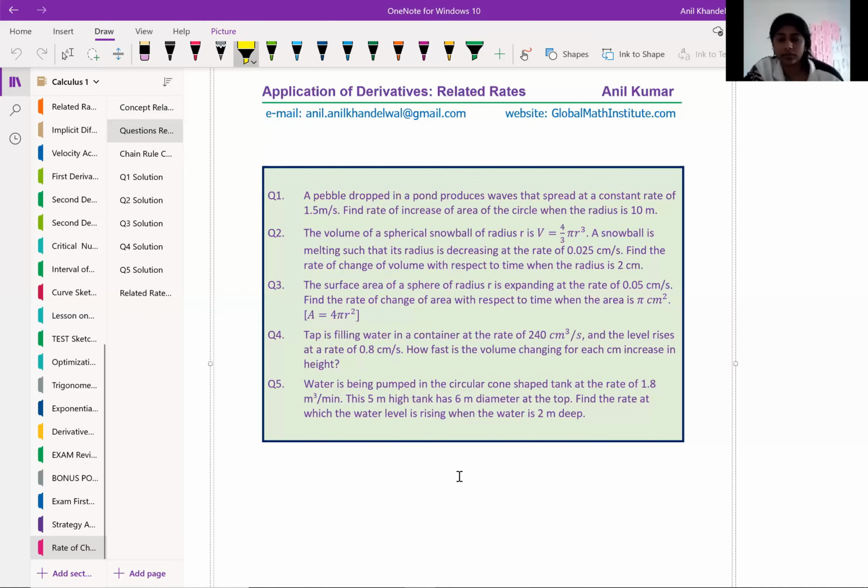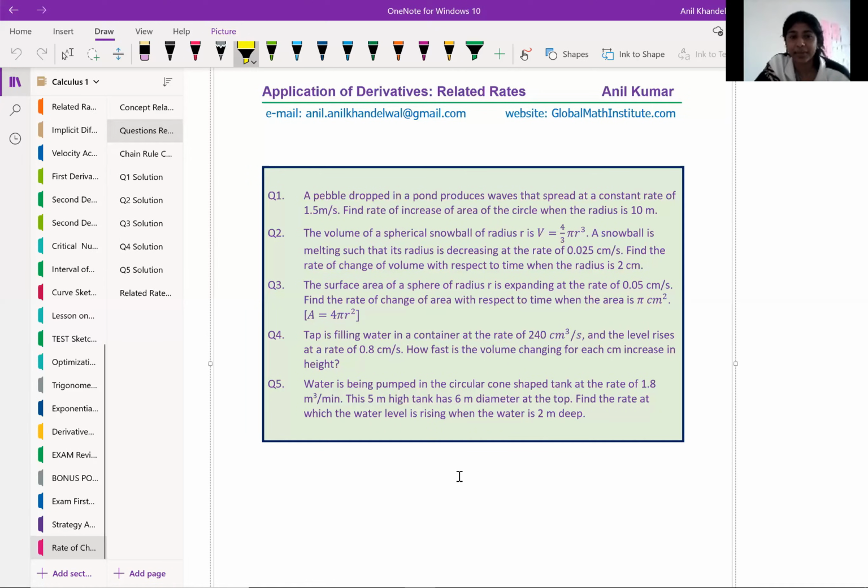Now we had a relation, area is pi r squared. There is no time in it, correct? Area equals pi r squared, there is no t in it. But both are changing with time, since the pebble which dropped is spreading a wave. So the radius is increasing with time, and as the radius increases, the area is increasing with time. So both are functions of time, correct?